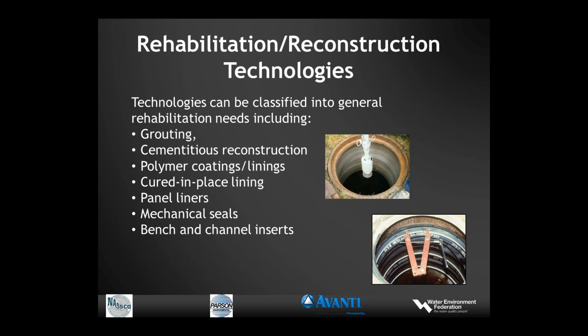You can put fairly thick wall thicknesses on the manhole and so on. Polymer coatings, typically your plastics now, really give you a much higher level of corrosion protection. Your cured-in-place liners are a combination of a fabric tube, much like what Lynn talked about for sewers. It's a fabric tube that's impregnated with a resin and then installed. Very, very stout system for rehabilitating a manhole. There's panel liners, there's mechanical seals, there's bench and channel inserts, and we'll talk about some of those as we go through.